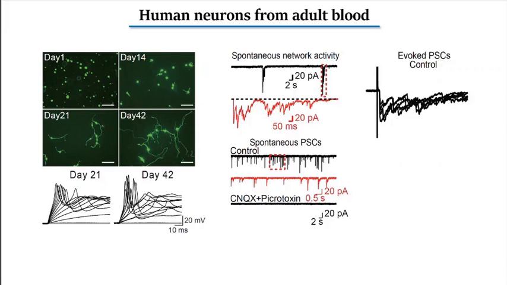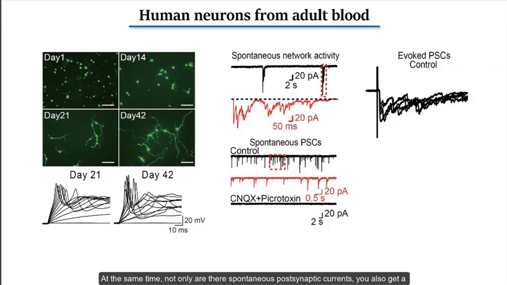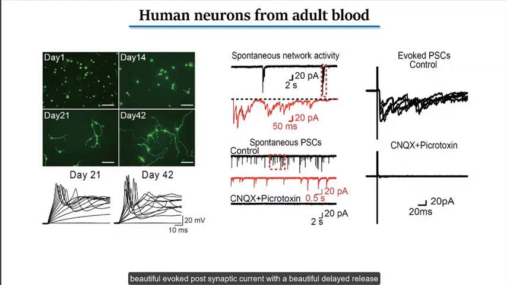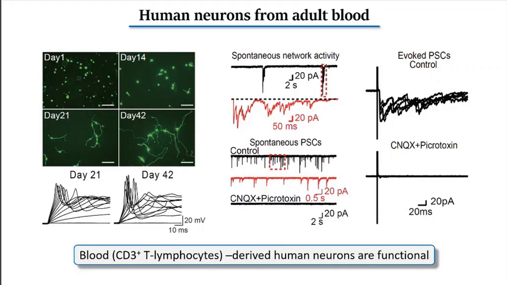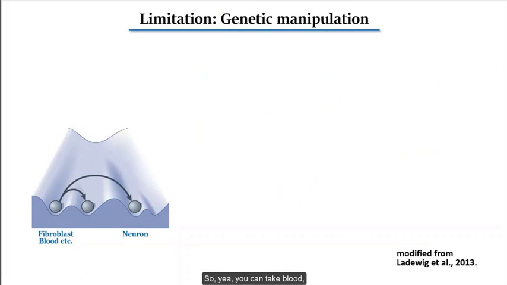Not only spontaneous postsynaptic currents, you also get beautiful evoked postsynaptic currents with a beautiful delayed, asynchronous release component. And again, when you add these drugs, so yes, you can take blood, T lymphocytes, and make functional neurons out of it. It takes only 6 weeks.